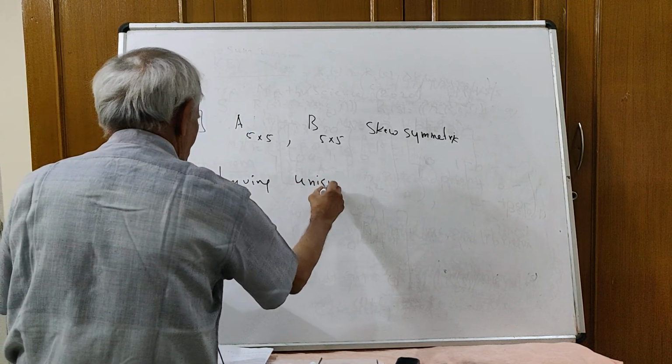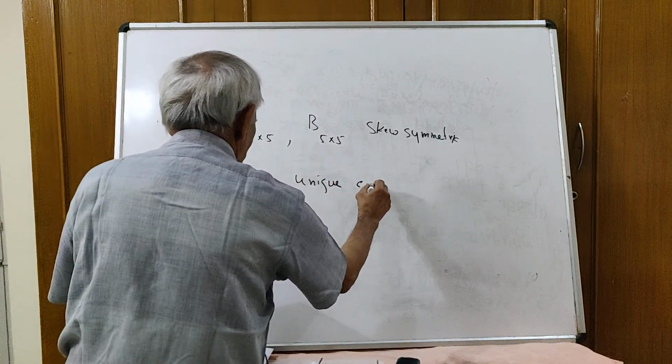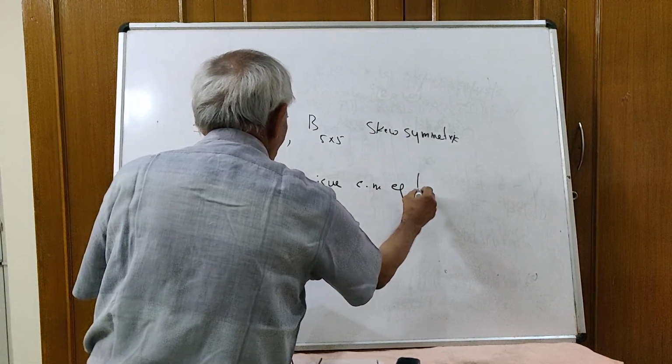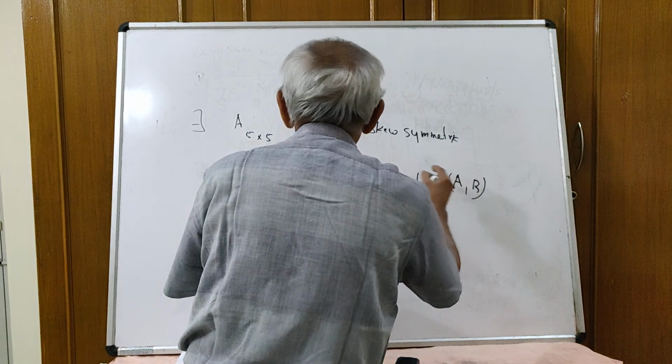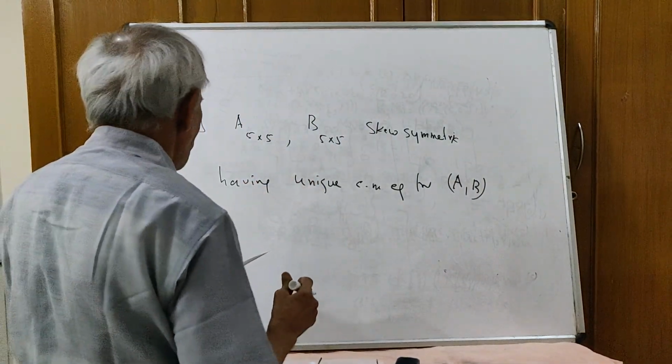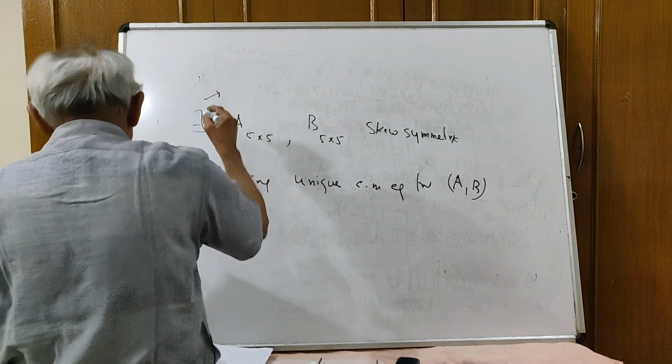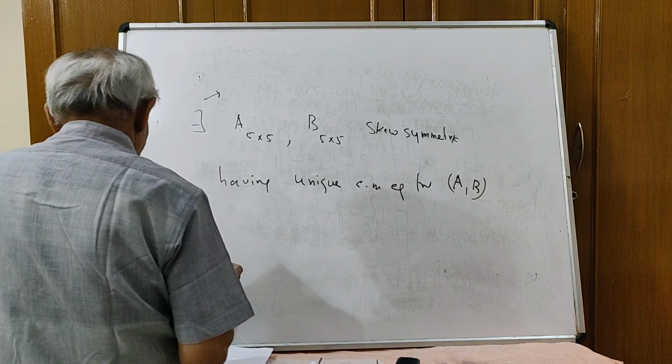Here I use both the facts. That is, this is a skew symmetric matrix and this is invertible. So these two together give me the answer. And similarly, you can prove the other way. I won't go into the details of 2u plus 1. So that's the way it is.